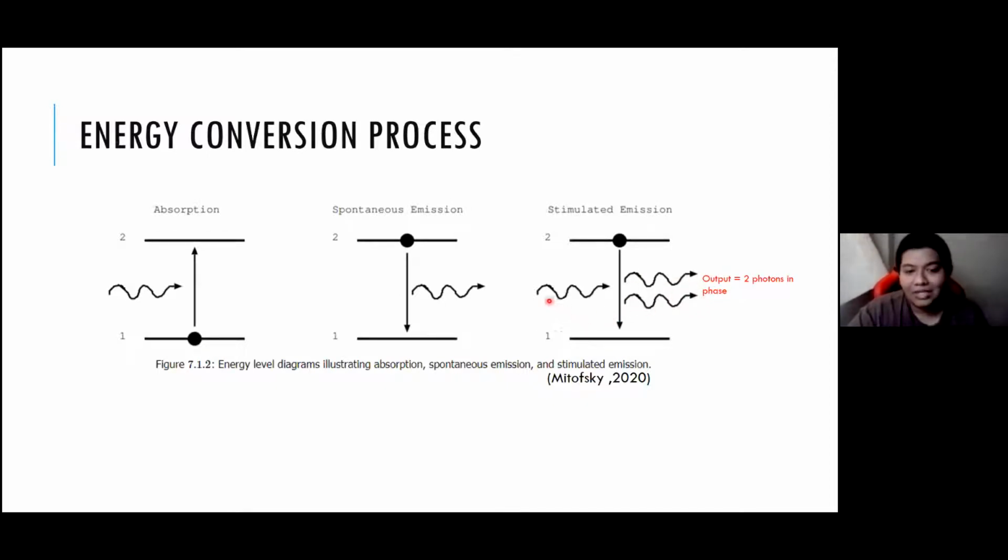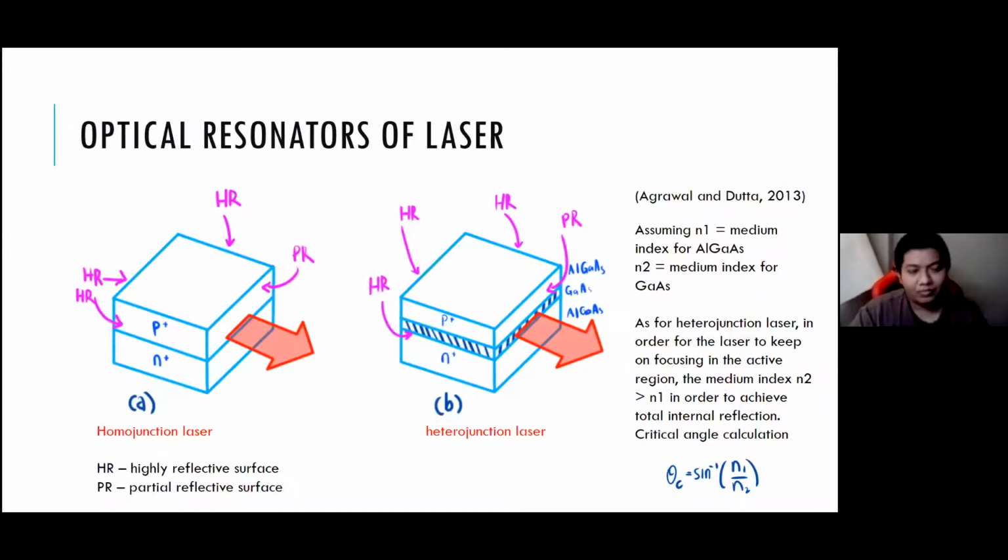So which means you have the previous photons coming in, and after it passes through, you have another, it becomes 2 photons in phase. And then we go on to the next component of the laser, which is the optical resonators of the laser.